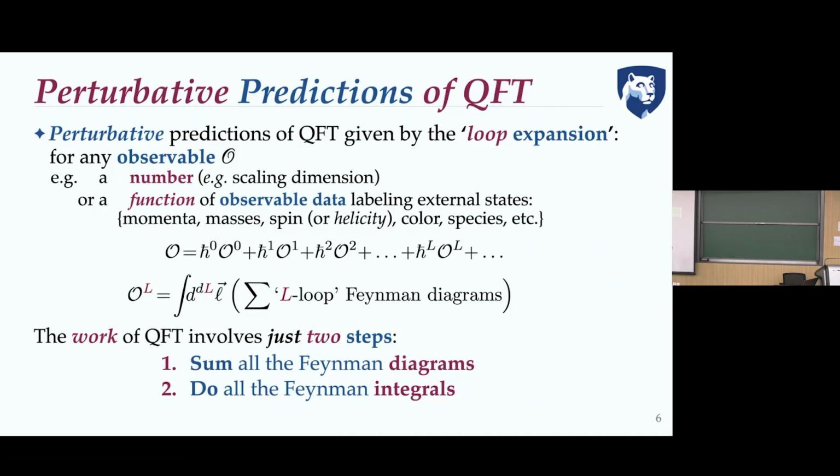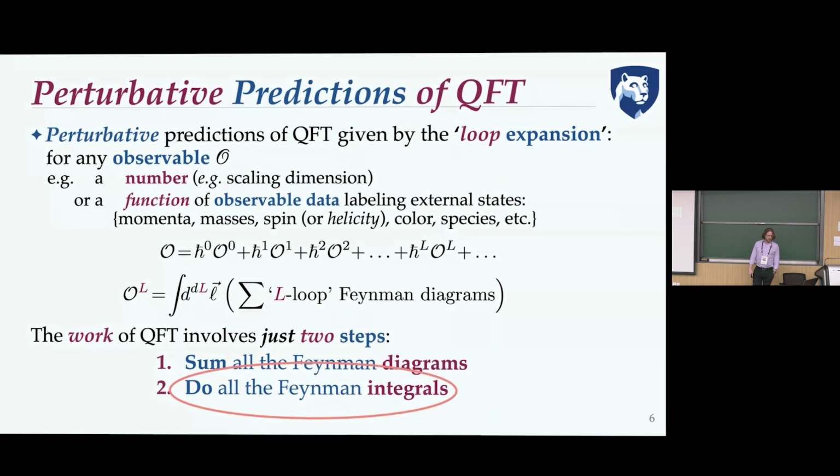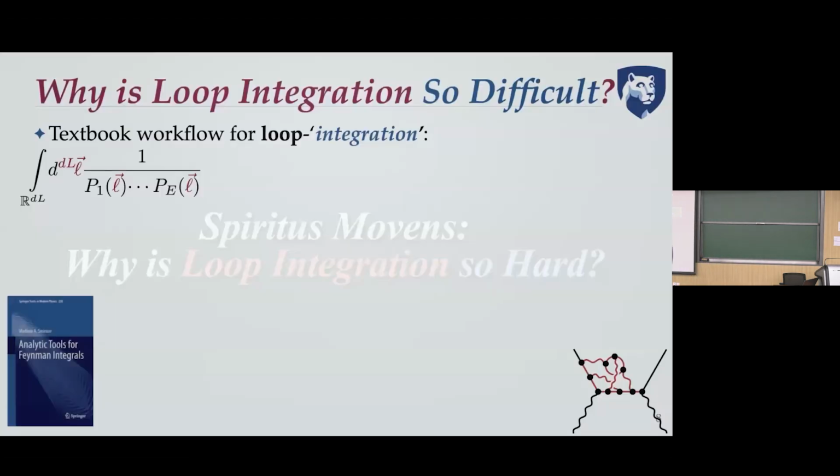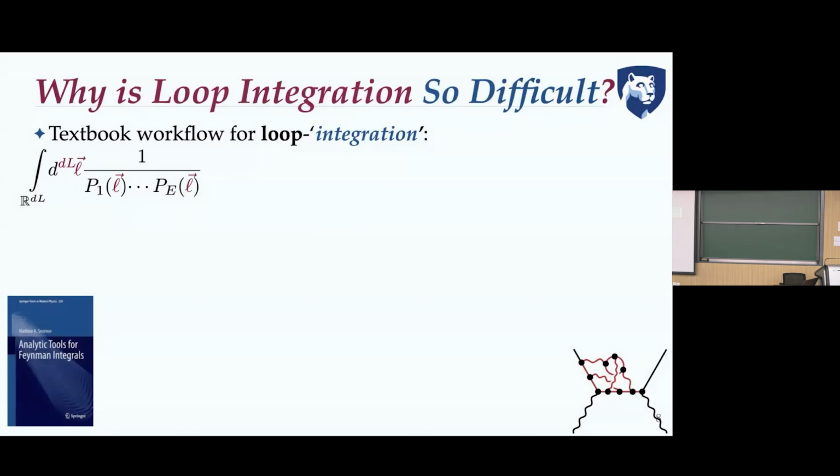But I think for the last several decades, by far, the hardest part of converting this series expansion into actual numbers for experiments has been doing the integrals. And this is what I've been focusing my attention on for the last many years and what I want to talk mostly about today. But it's worth pausing and stepping back and saying, why is loop integration so hard? What is it?